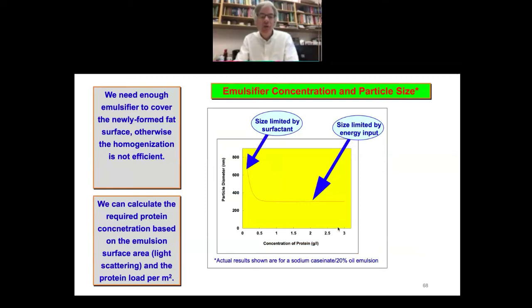So we can calculate the required protein concentration based on the emulsion surface area, based on the energy input of course, and we're going to get that information from light scattering, and then the protein load per surface area that we would expect for caseinate or skim milk powder and so on. So it's a very quick calculation to show you how much protein you might need to stabilize all of the surface area that you want to create, based on the size of the droplet and the type and composition of protein that you have present.